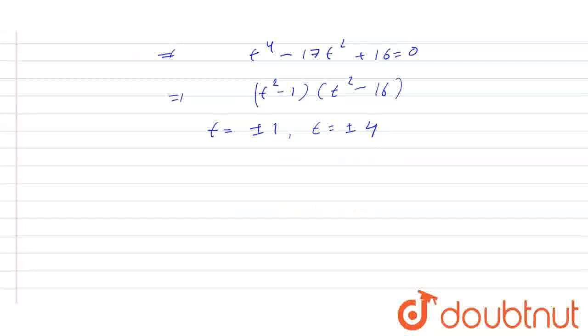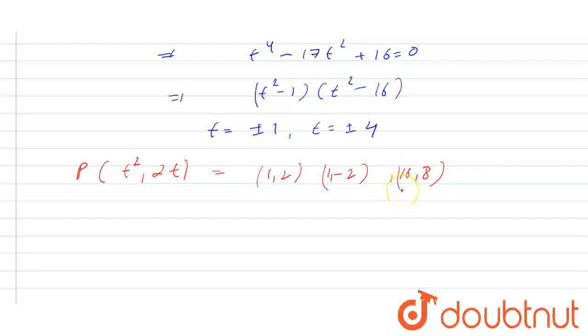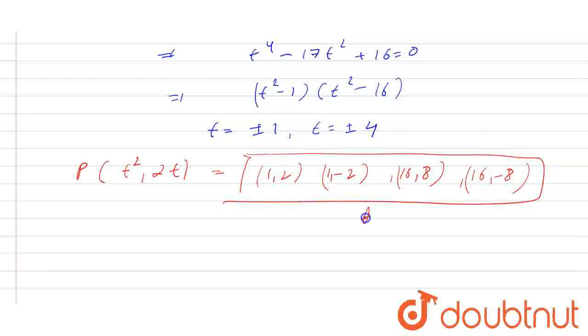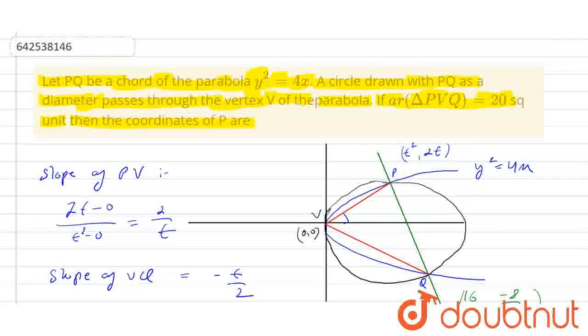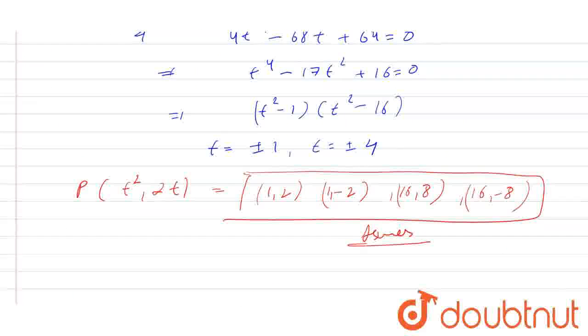So coordinates will be, P point is t square comma 2t. This only we have to find. So this is 1 comma 2 because this is 2t, and 1 comma minus 2. This is 16 comma 8 because t square, and this is 16 comma minus 8. So this is our answer, the coordinates of P. So these 4 are the coordinates of P. So this is our answer.